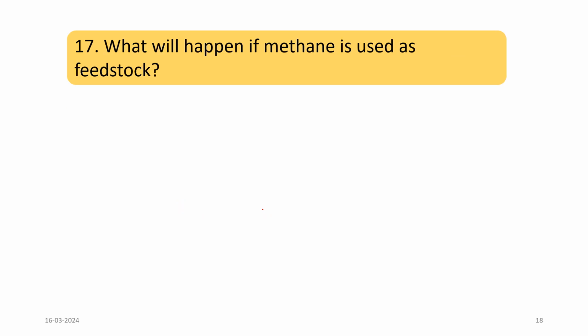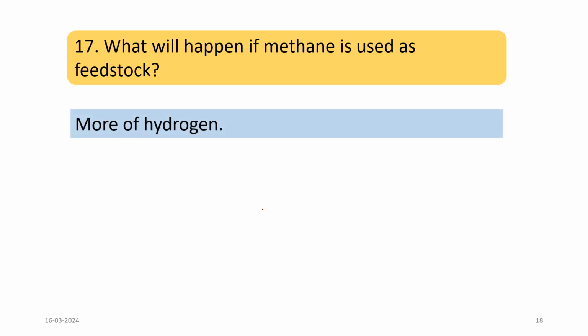Next question, what will happen if methane is used as feedstock? The answer is more hydrogen will be produced. If methane is used as the feedstock, a greater amount of hydrogen will be produced. That means in the syngas, the hydrogen ratio will be much more than carbon monoxide if we use methane as a feedstock. Okay. Next question.